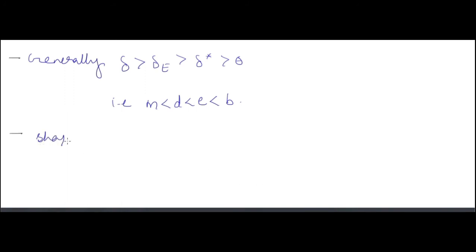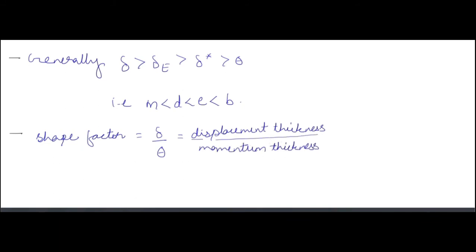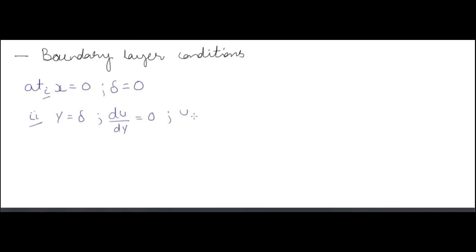Now shape factor is equal to displacement thickness by momentum thickness. Boundary layer conditions: at x equal to 0, at the leading edge, the starting of the plate, the boundary layer thickness is equal to 0, meaning at the entrance there is no boundary layer formation, so delta is equal to 0.